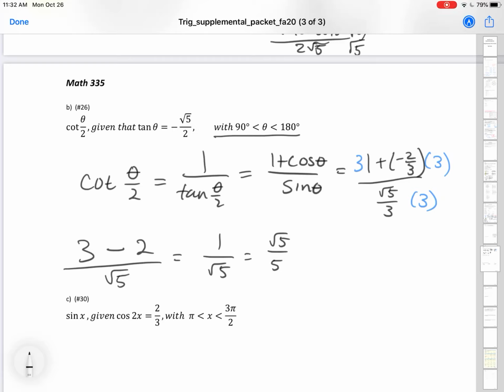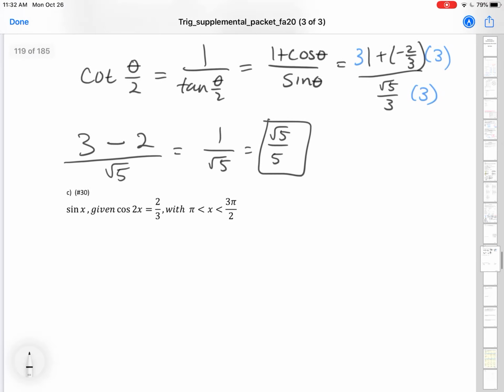And just double check that that's what they got for 26. It is. And so root 5 over 5, are we shocked to see that it's positive? No. If you half a second quadrant angle, theta over 2 is going to be in the first quadrant. In that first quadrant, everybody's positive.